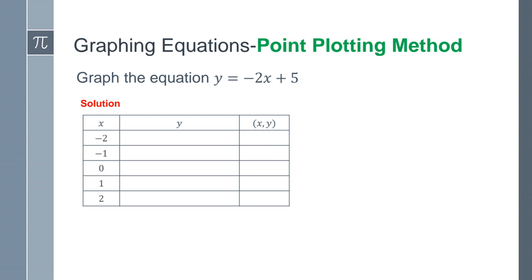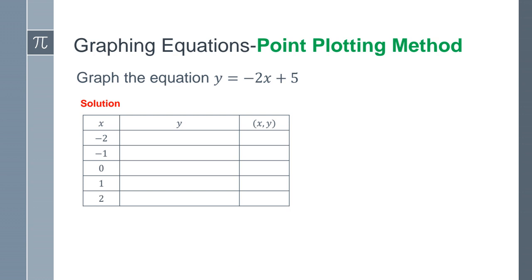Here, the x values that I like to use are usually -2, -1, 0, 1, and 2. One of the questions is, how many points do I need to use? That's really up to you to decide. If you feel like you need more after graphing a couple, then you want to do that. If the equation is not linear, then for sure you need more than 2 points.